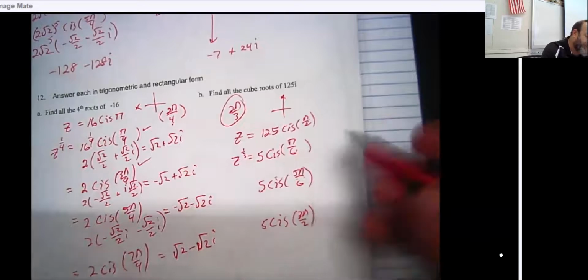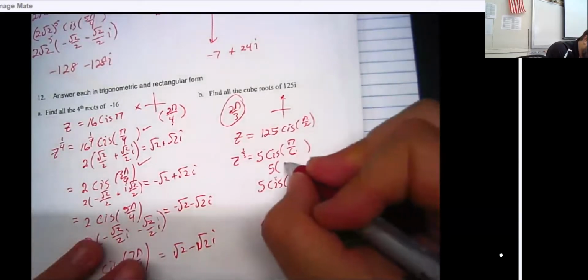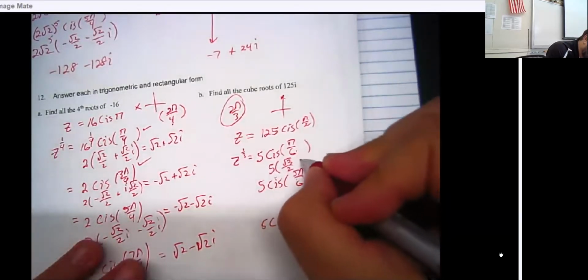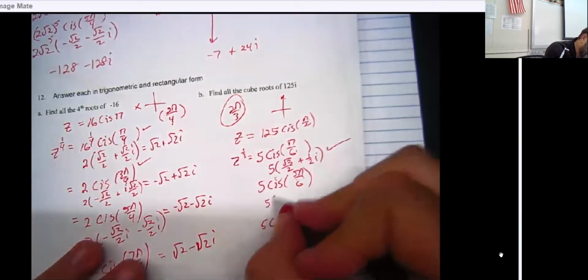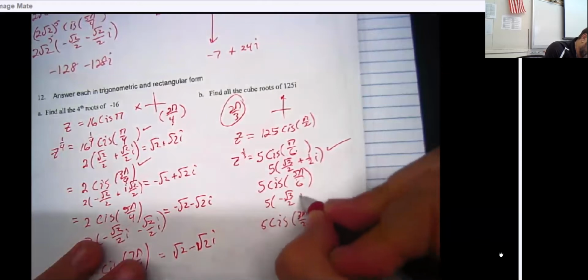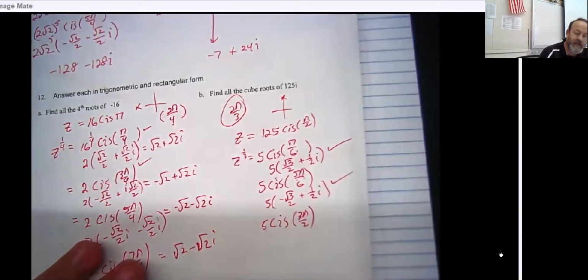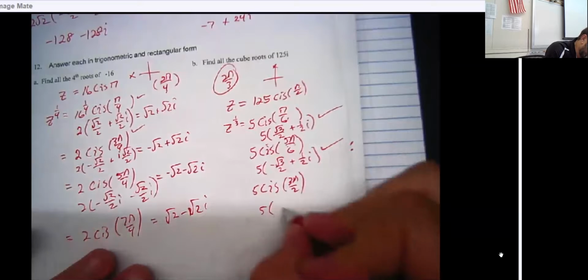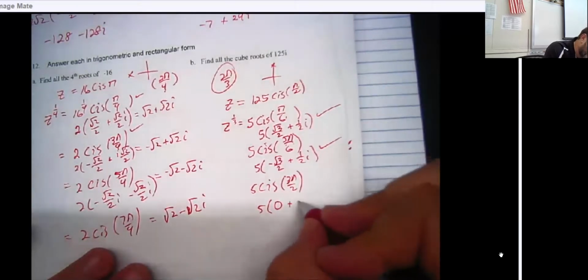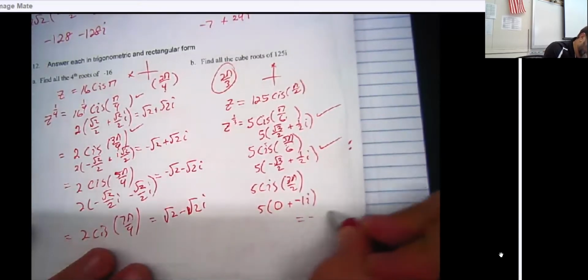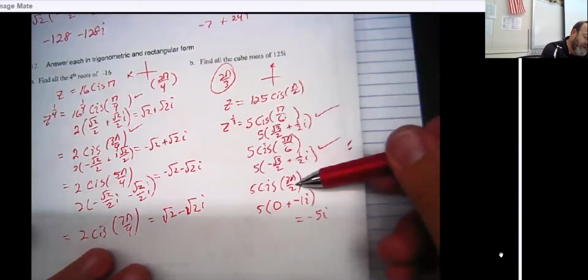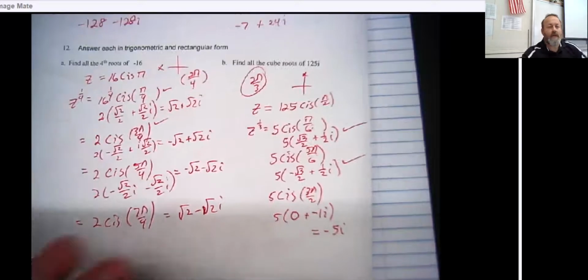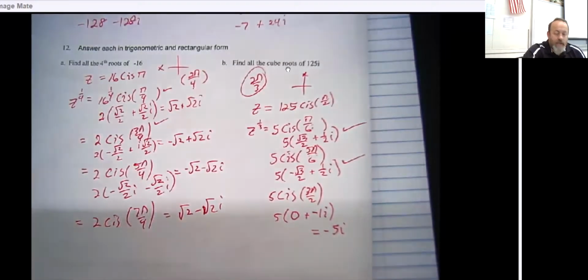So there's my trig form. And if I wanted to write it in the other form, the cosine of pi over 6, the sine of pi over 6, done. Over here, the cosine of 5 pi over 6, the sine of 5 pi over 6, done. And the cosine of 3 pi over 2 and the sine of 3 pi over 2, or in other words, just minus 5i. There's my 3 in trig form and my 1, 2, 3 in standard form, also known as rectangular form. That's going to do it.